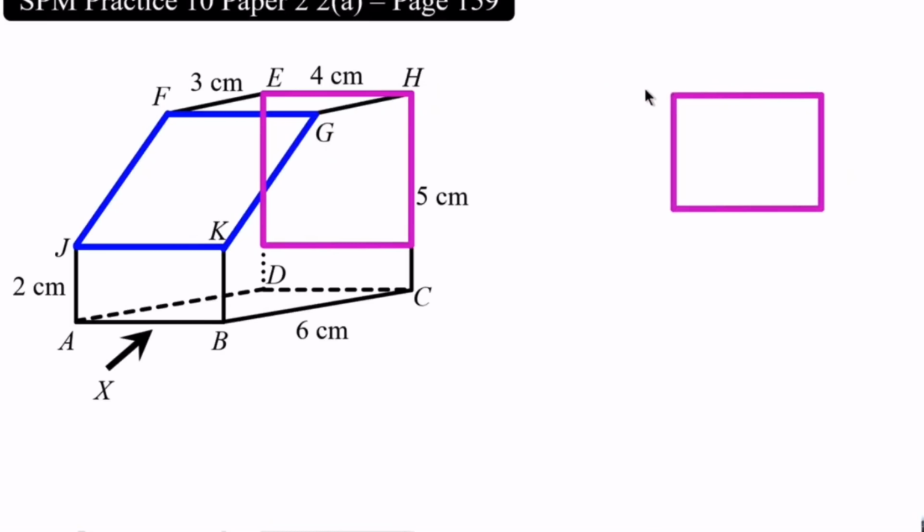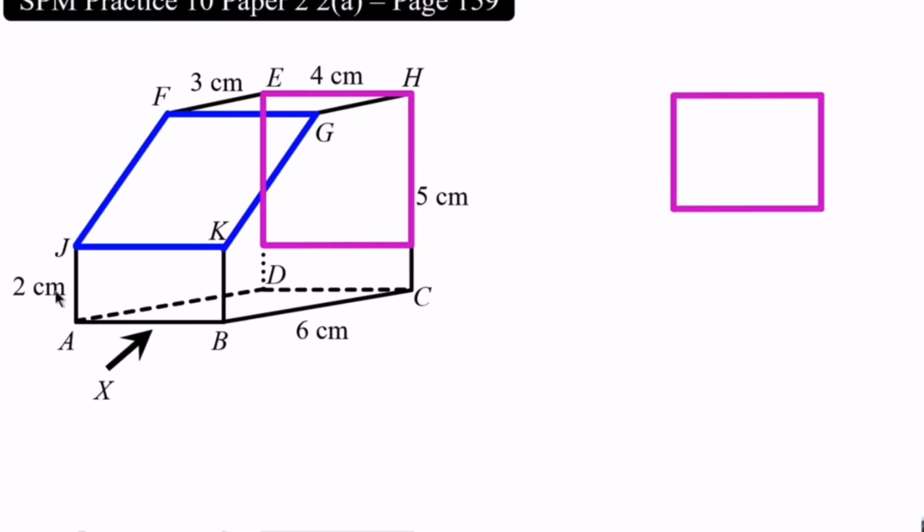Now you look at that. HC is 5 centimeter, right? And down there we have JA, which is 2 centimeter, right? And EH is 4 centimeter, right? So we must follow the measurement. That means this one should be 5 minus 2, which is 3 centimeter, and this one should be 3 also, right? So you use a ruler and measure exactly 3 centimeter.